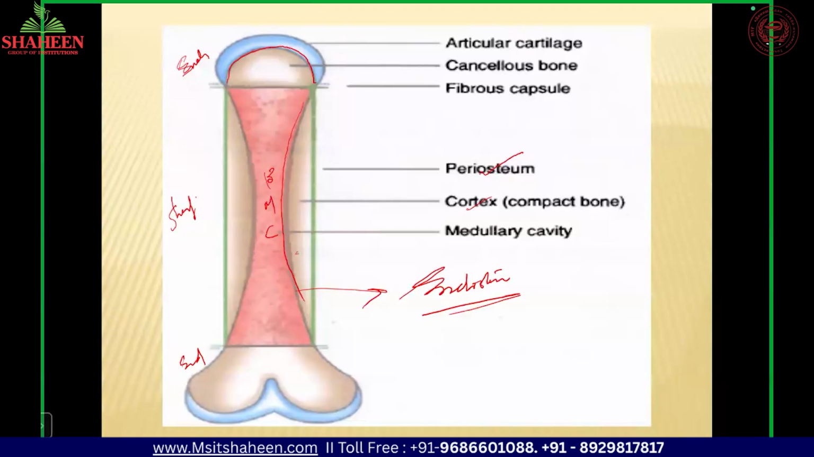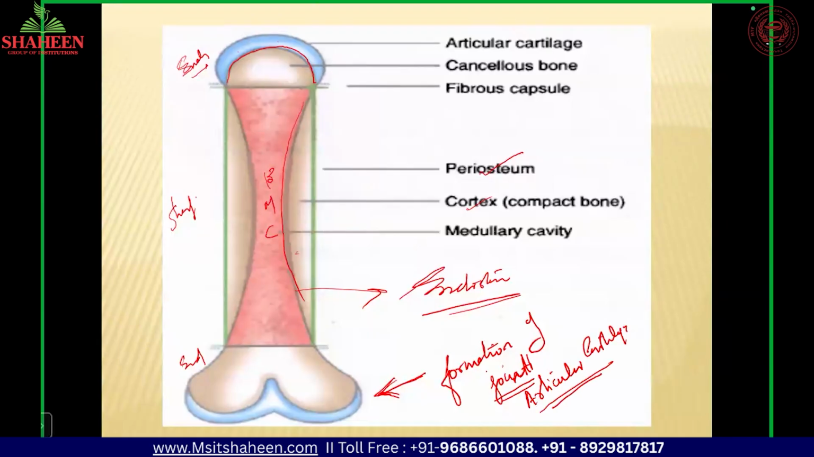But there is an exception. Each end will be involved in the formation of joints. Both ends form the joints, and when there is formation of joints, there will be articulation. So those ends will be covered by the articular cartilage. The periosteum is absent at the articular cartilage.